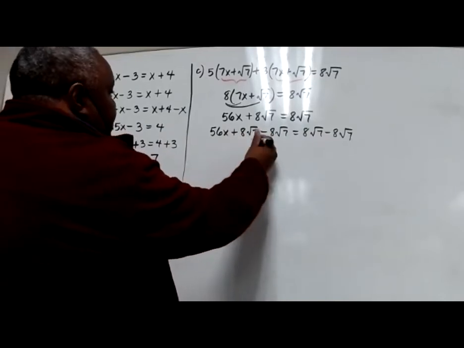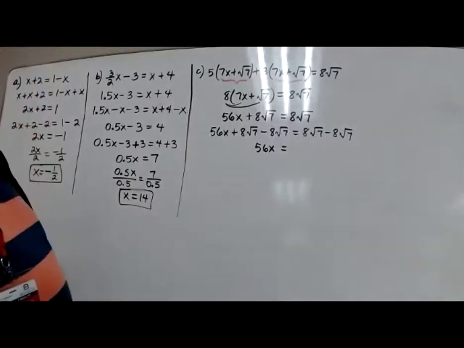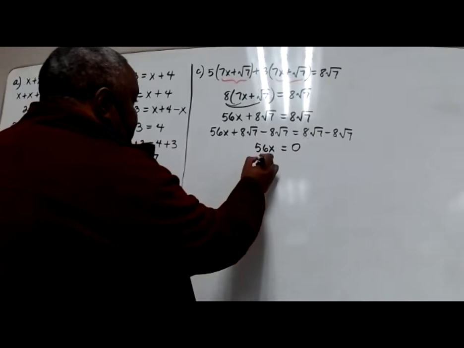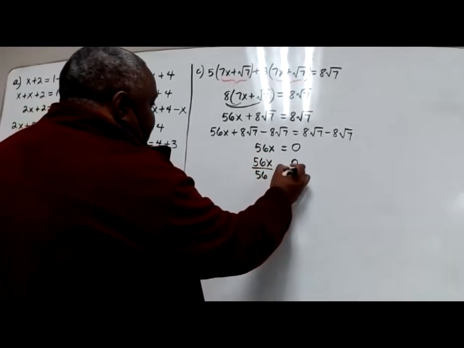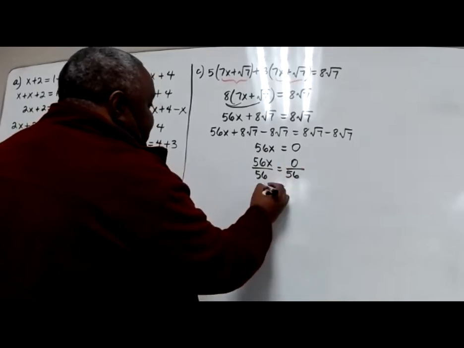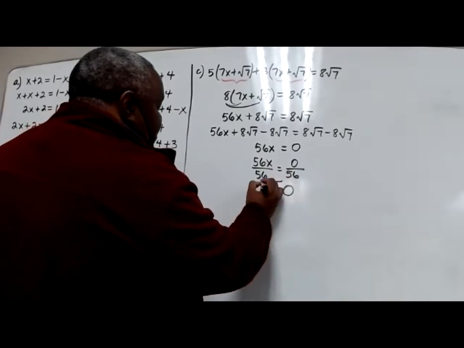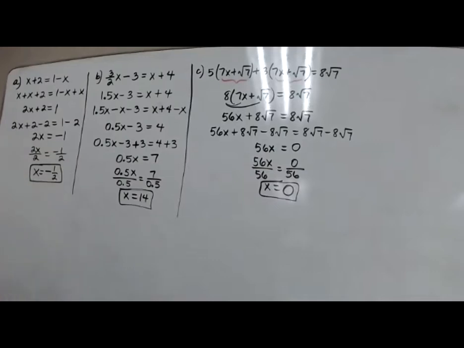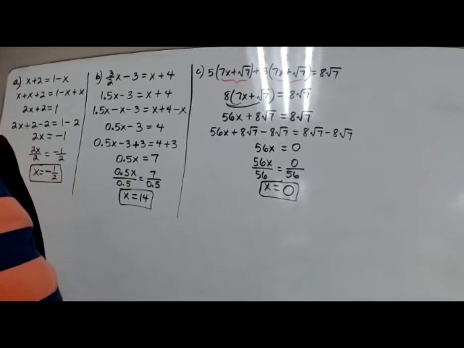Well, this is gone. I'm left with 56x. But what's 8 square root of 7 minus 8 square root of 7? 0. So if 56x is equal to 0, what must x have to be? Well, what's 0 divided by 56? Only one number, 0. So x equals 0 is the solution to that. It's going to be a linear equation.